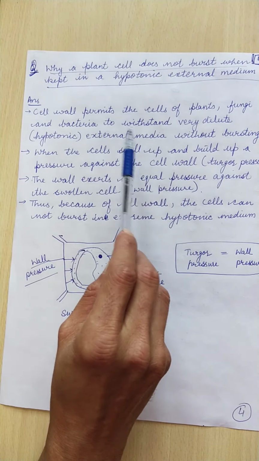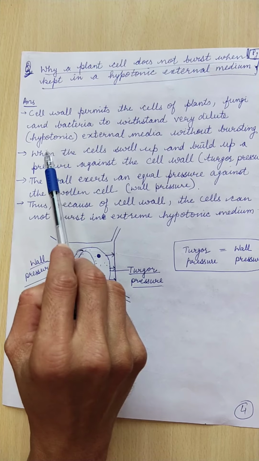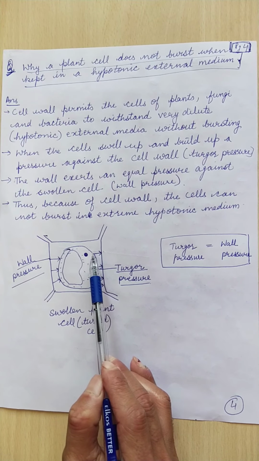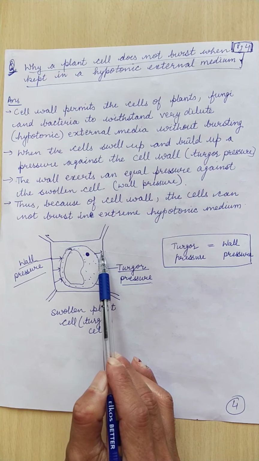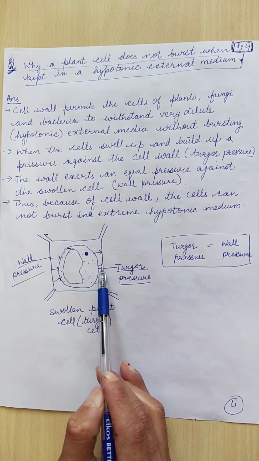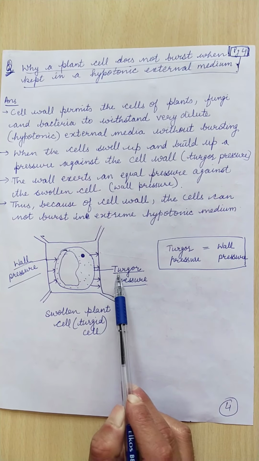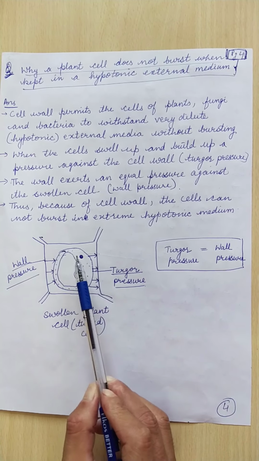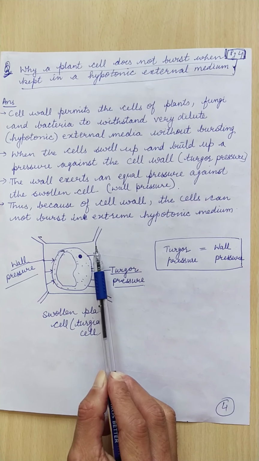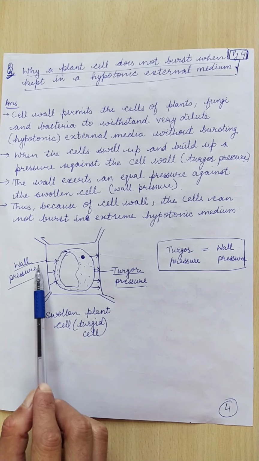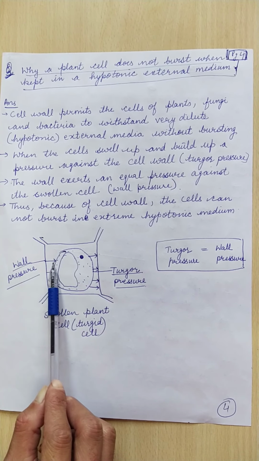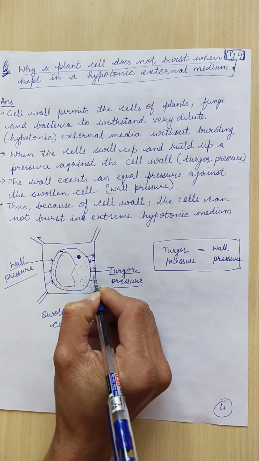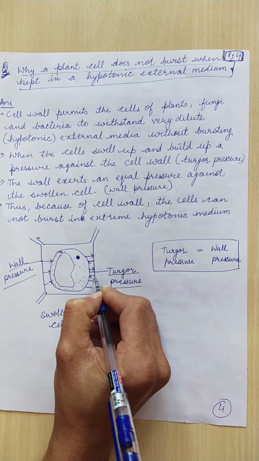When we put a plant cell in a hypotonic medium, it swells up. When the cell swells up, the cell membrane builds up a pressure against the cell wall. You see, the cell membrane is putting pressure on the cell wall, and this pressure is called turgor pressure. When this turgor pressure is built up, there is one more rigid layer outside the plasma membrane, which is the cell wall. The cell wall exerts an equal pressure towards the cell membrane. This is called wall pressure.